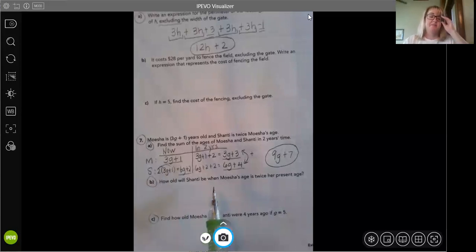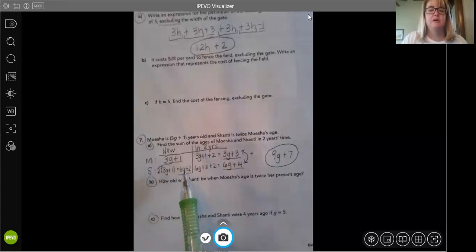Ooh, this is tough. How old will Shanti be when Moesha's age is twice her present age? I should have looked at this ahead of time. Shanti is this, Moesha, okay. I'm going to have to look at that.